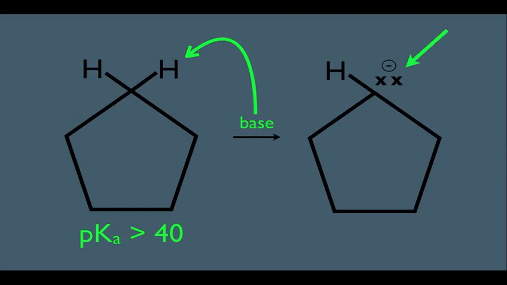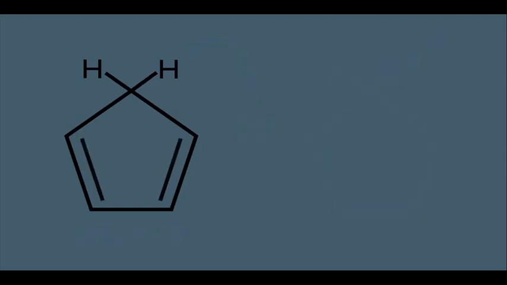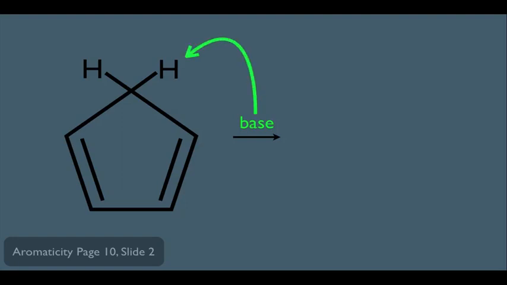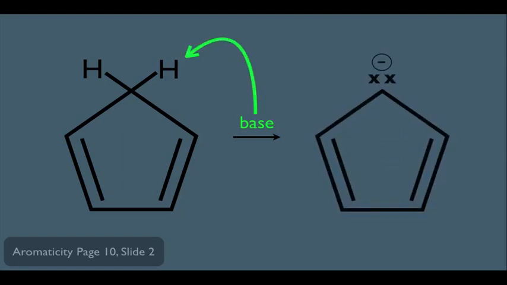However, let's look at this molecule right here. Notice the difference. This one has 2 pi bonds in it. If you were to react this molecule with a base, then again, let's say that the base rips off this hydrogen right here, then this would be our conjugate base. Now again, notice we have the lone pair of electrons here, but if you really analyze this conjugate base, you might notice something here. Watch this.